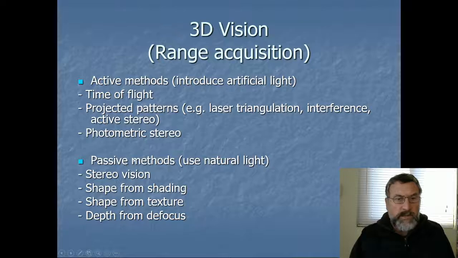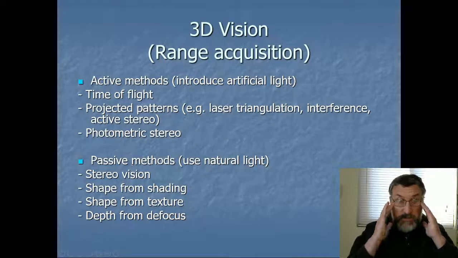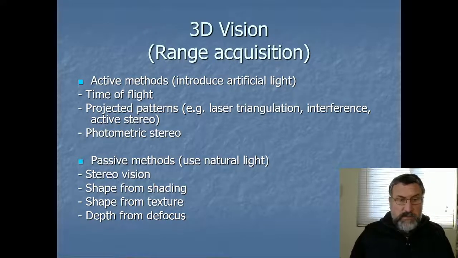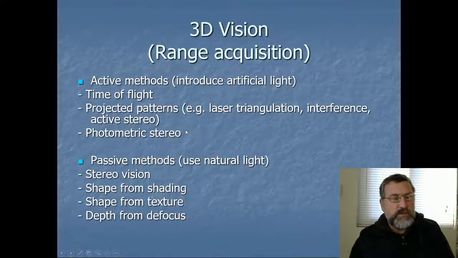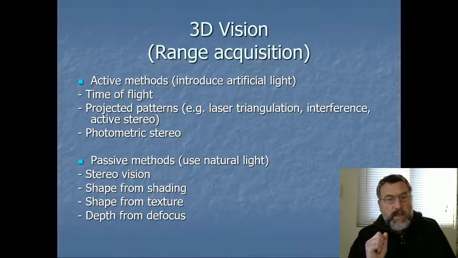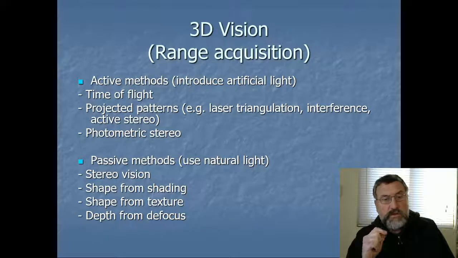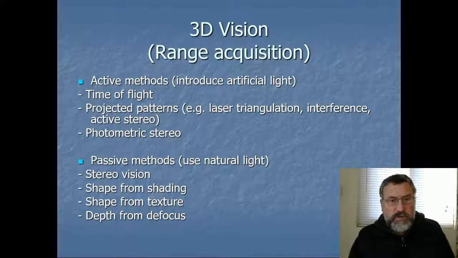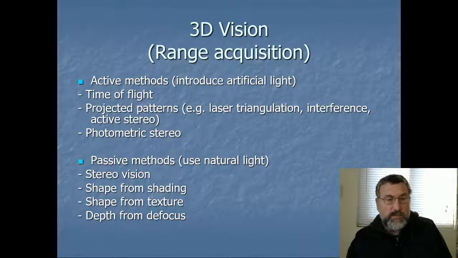Now when it comes to passive methods, using natural light, our eyes would be a passive method, of course, because there's no illumination involved, it's just us detecting the natural light. Shape from shading is a bit like photometric stereo, but you've only got usually one light source, or a limited number of light sources, and I'll explain this in a bit more detail. Shape from texture, that's where the human eye uses lots of indicators and guides to help work out the shape in 3D of things. It's not just the stereo vision, it's also shape from shading and shape from texture that helps you work this out.